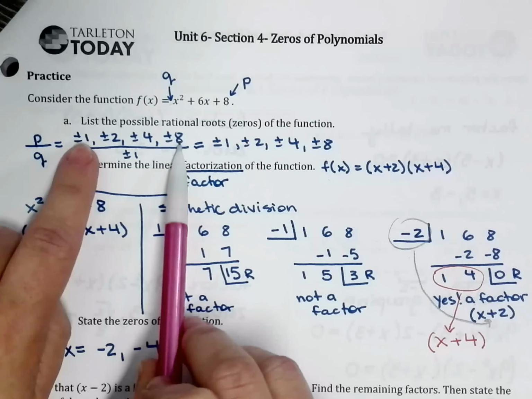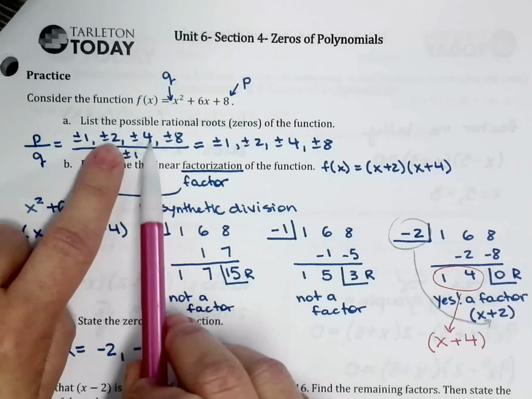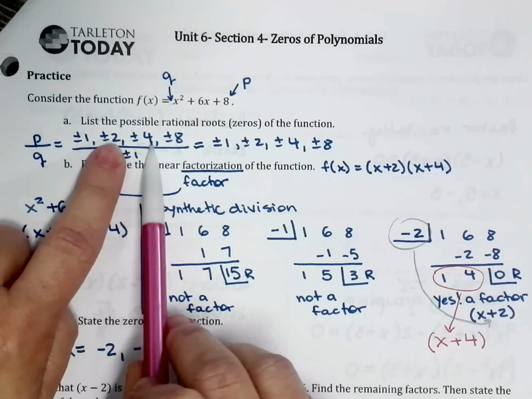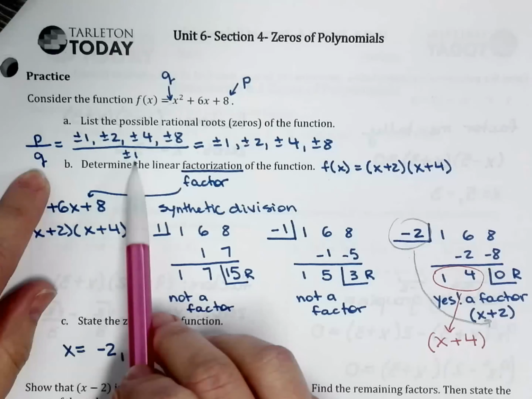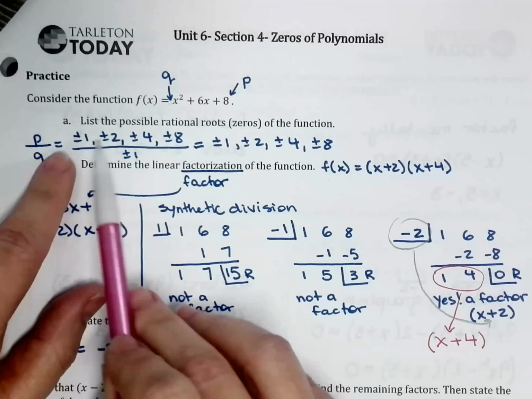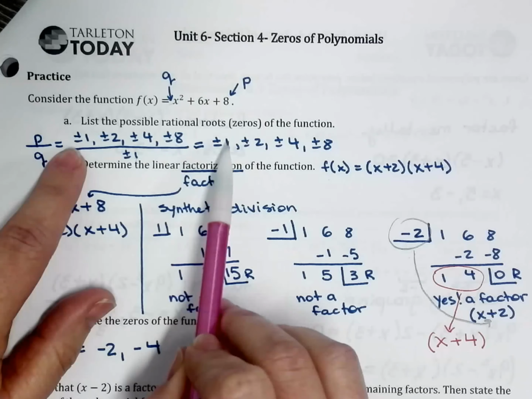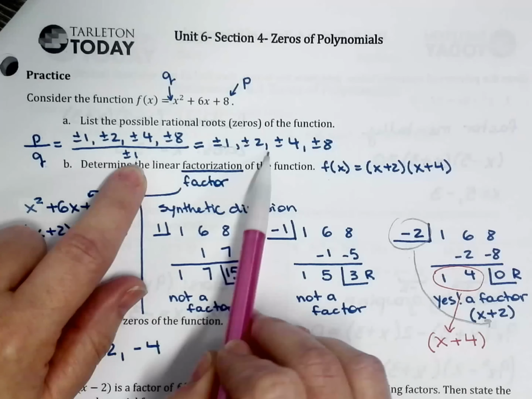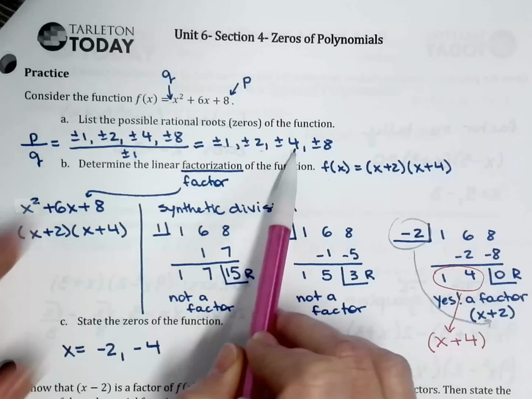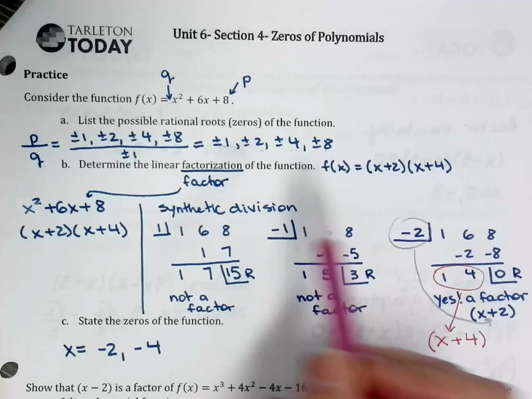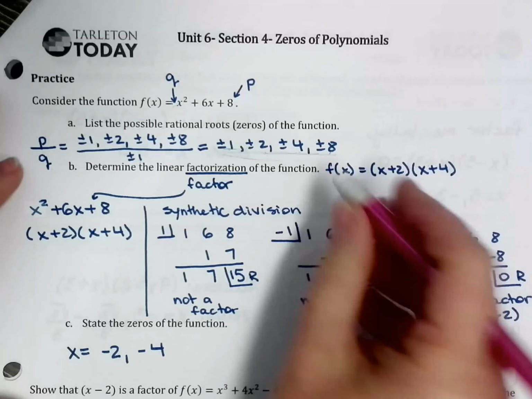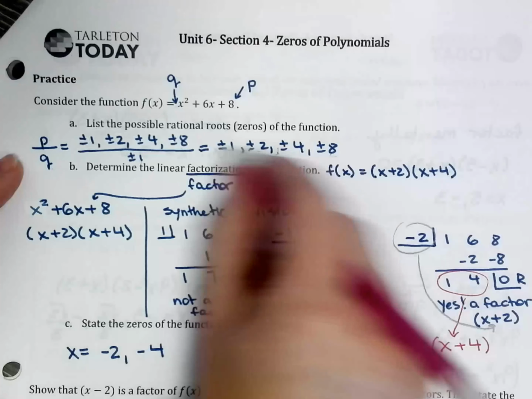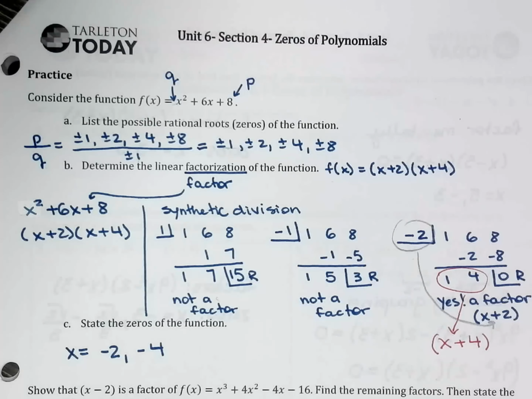So 1 times 8 is 8. 2 times 4 is 8. And it's always going to be positive and negative of that number. And the factors of 1, plus or minus 1. Plus or minus 1 divided by 1 is 1. Divided by 1 is 2. Divided by 1 is 4, and so on. So these are all the possible roots of the polynomial using the rational root theorem.